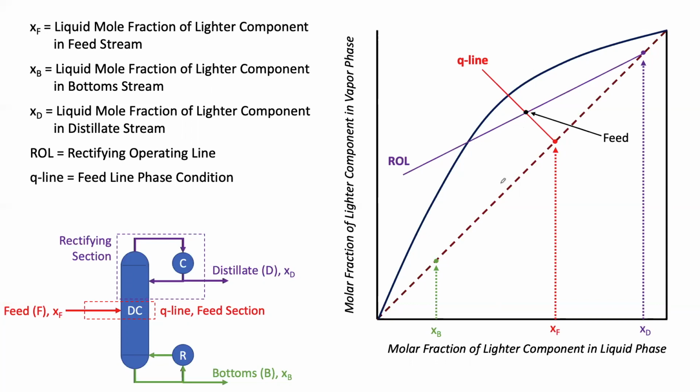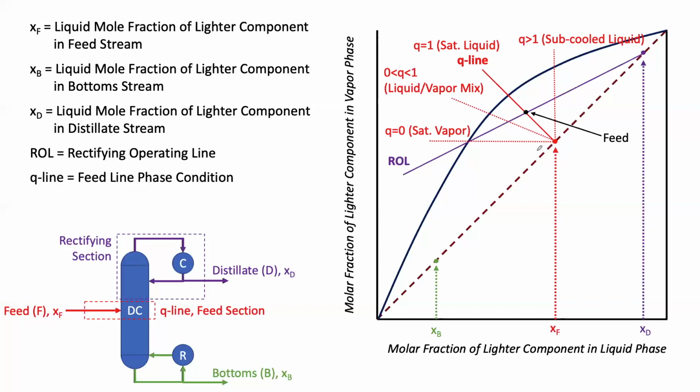Now this Q line is dependent on the phase of the feed line, and as that changes, for instance, when you have a saturated liquid, your Q is equal to 1. And when you have a subcooled liquid, your Q is greater than 1. And if your feed stream is a saturated vapor, your Q would be 0. And anywhere in between there is going to be a liquid vapor mix. You could also have a Q line below 0, and that's going to be a supercritical vapor. And more than likely this line will be coming straight down through here as well, changing everything.